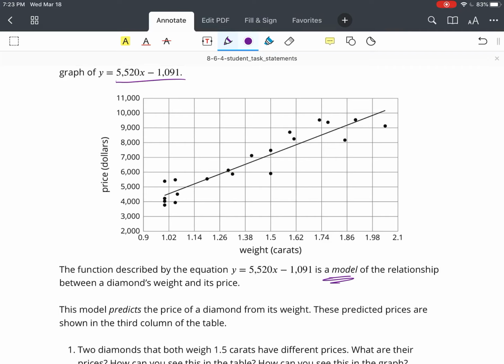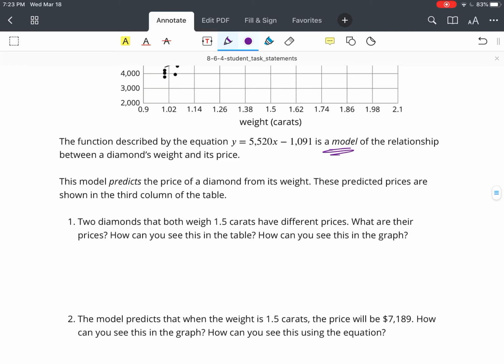Now, if you're like me, there's no need to be buying a $10,000 ring. Just go to the flea market. You'll find one for like $10.